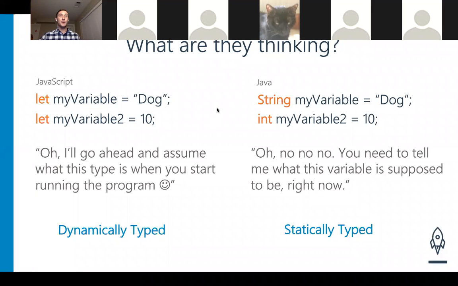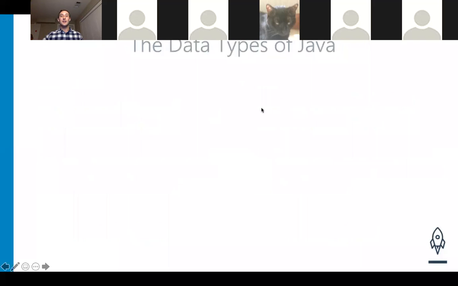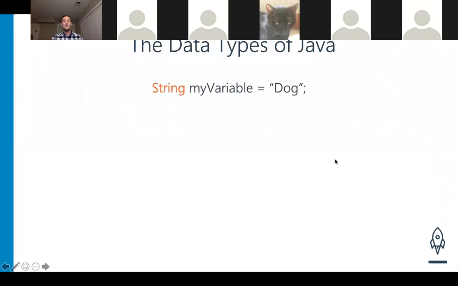All right, we move forward. Again, Java likes data types. That's why we have to declare our variables. So it's only natural that we talk a little bit about our data types. We already know one. String, my variable equals dog. Dog is my string.